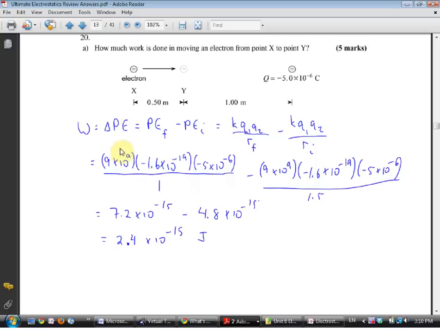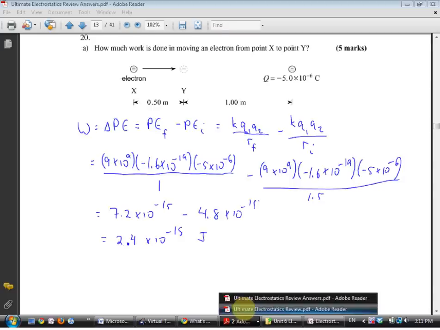So I carefully plugged in the numbers. Final distance was 1 meter. You got the initial distance is 1.5 meters, not 0.5 meters, 1.5 meters away. And I got 7.2 times 10 to negative 15 minus 4.8 times 10 to negative 15. I got how much work? 2.4 times 10 to negative 15 joules. Okay? I think what you're wondering about is part B. So let's look at part B.